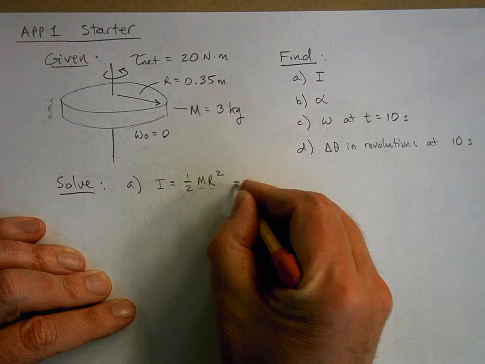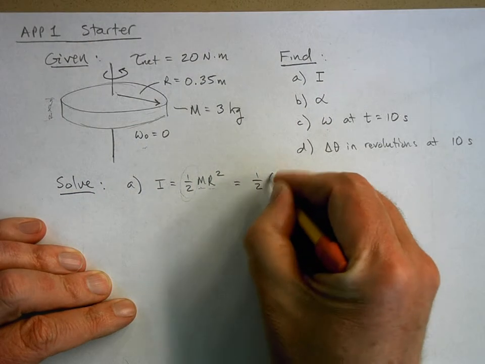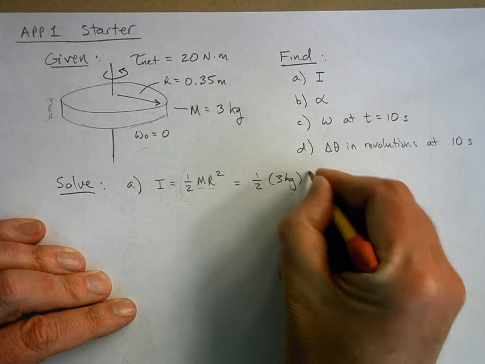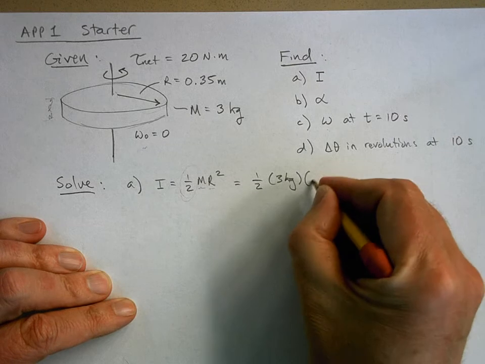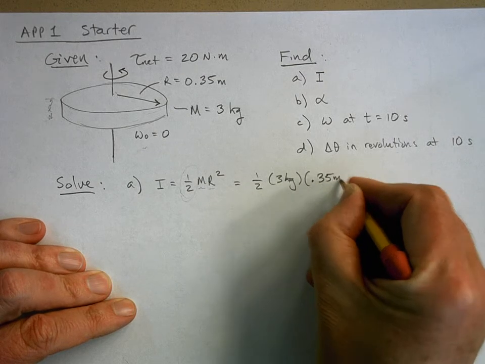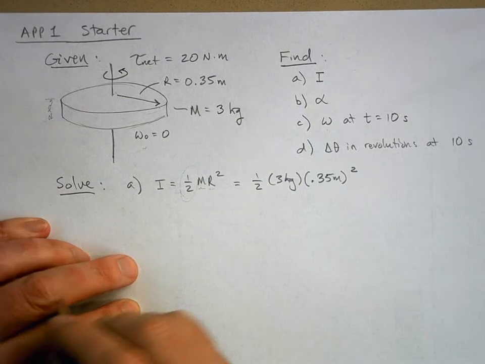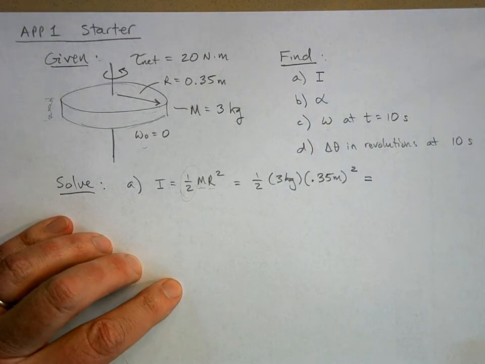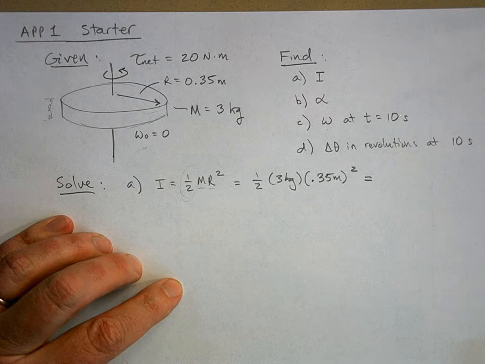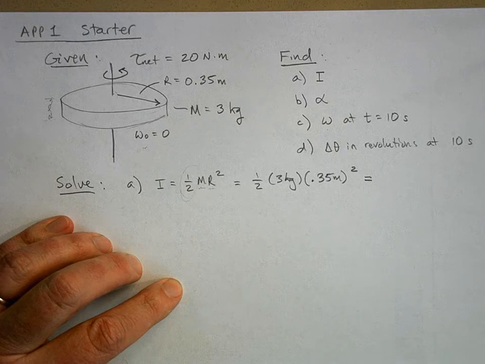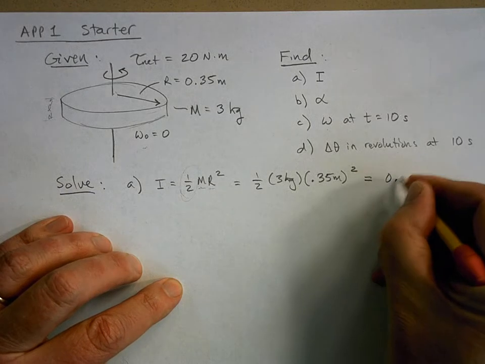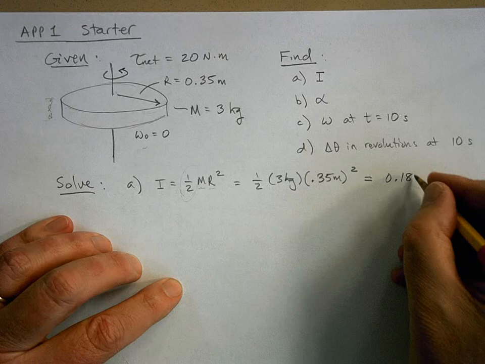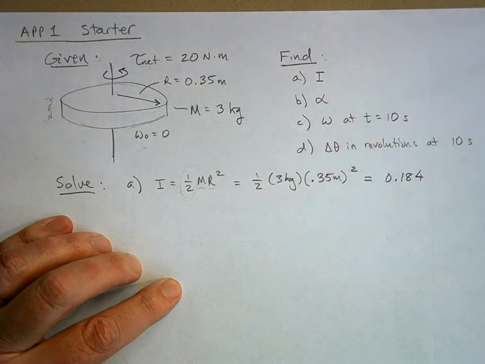Okay, so now all we have to do is plug in our values. 1/2, the mass is 3 kilograms, and the radius is 0.35 meters, and we're going to square it. So we plug our values in, 0.5 times 3 times 0.35 squared. And I got 0.184. We'll round to 3 significant figures.